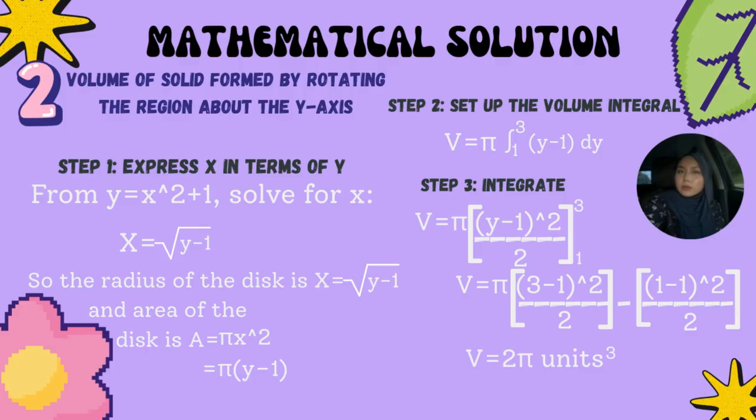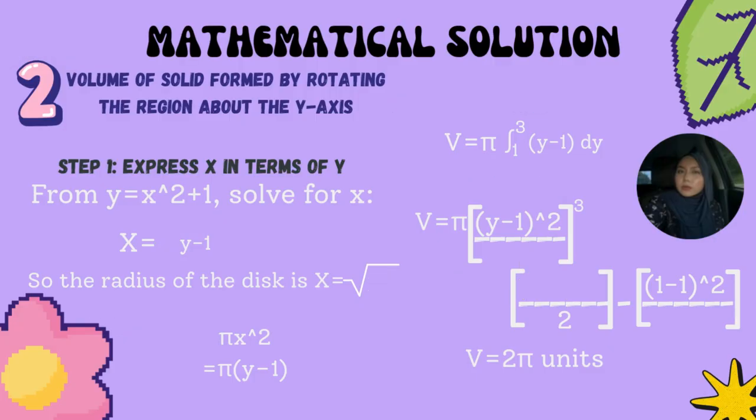Next, we substitute the values of y. V equals pi [(3 minus 1) squared divided by 2 minus (1 minus 1) squared divided by 2]. So the final answer is V equals 2 pi cubic units.